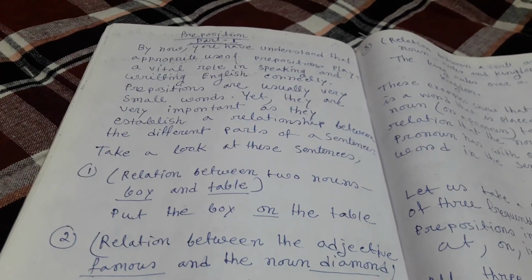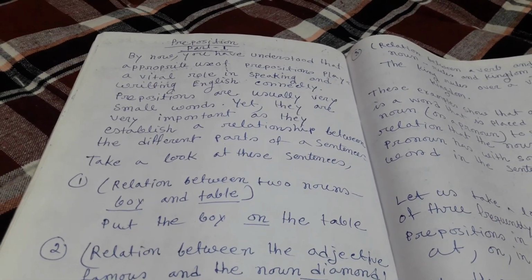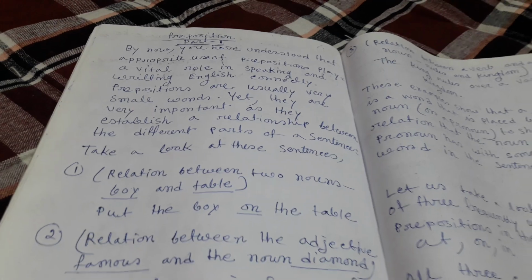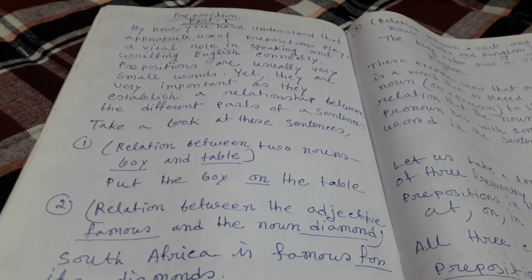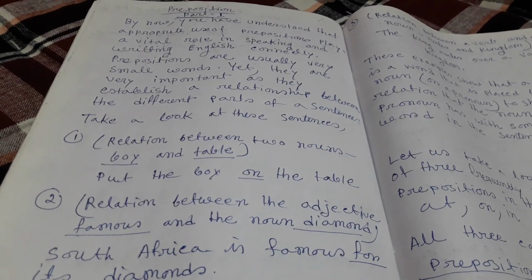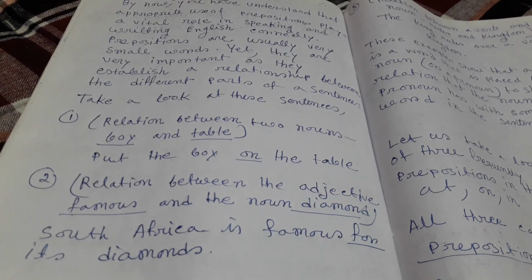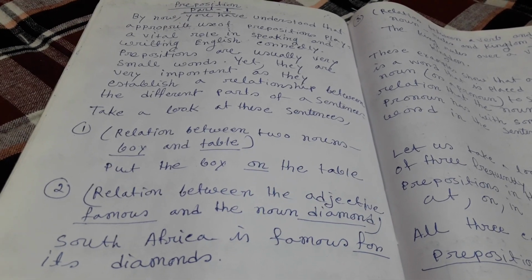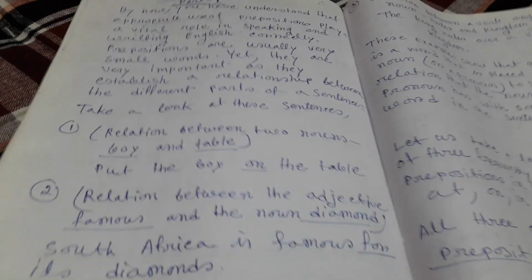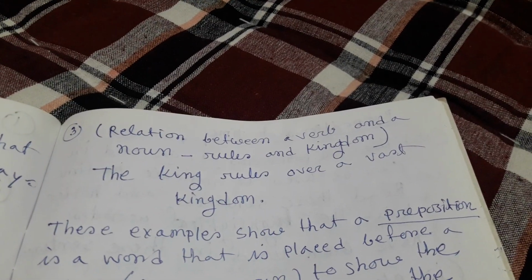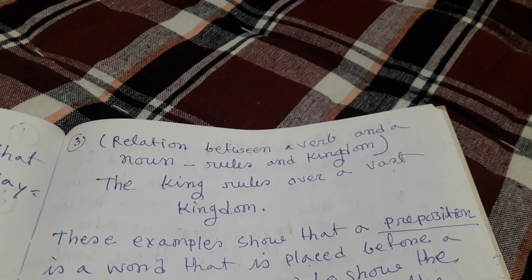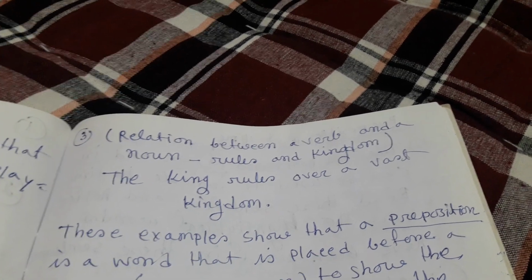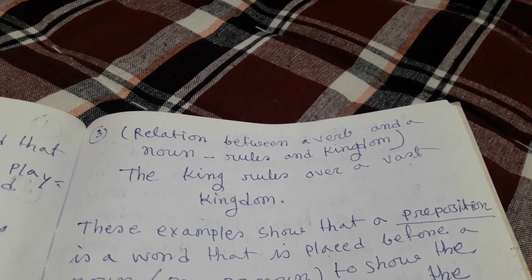Number 1. Relation between two nouns, boy and table. Put the box on the table. On is a preposition. Number 2. Relation between the adjective famous and the noun diamond. South Africa is famous for its diamond. For is a preposition. Number 3. Relation between a verb and a noun, rules and kingdom. The king rules over a vast kingdom.